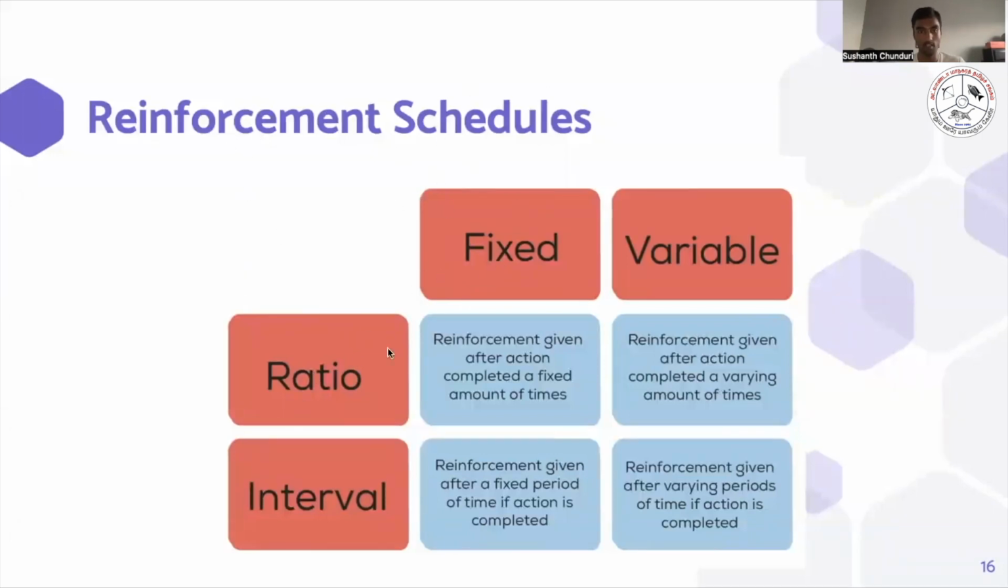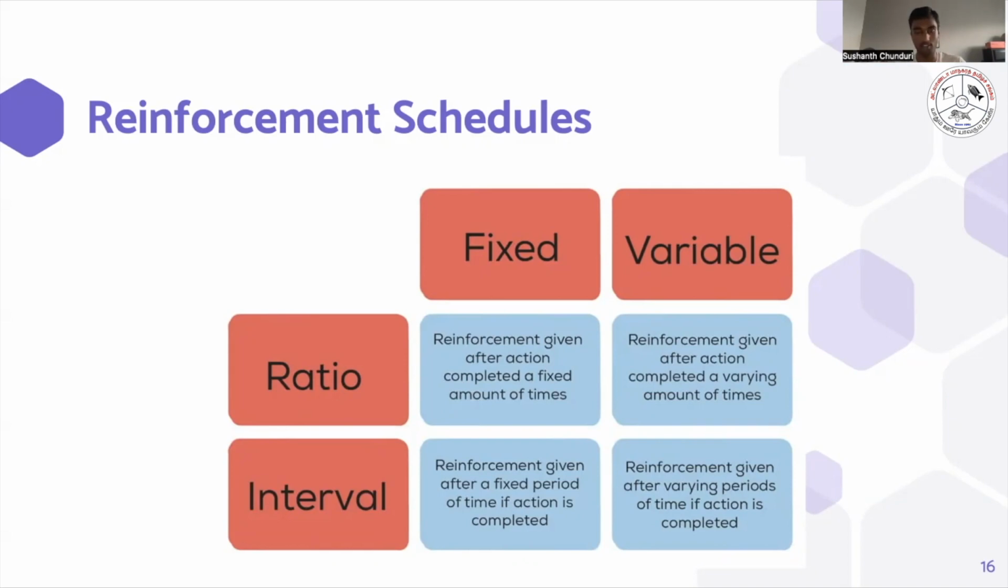You have fixed ratio schedules, in which a reinforcement is given after an action is completed a fixed number of times. So let's say I throw out the trash 5 times, I earn $5 after I throw out the trash 5 times. And each time I do that, I get $5. That's a fixed ratio schedule. Now, a variable ratio schedule is a varying amount of time.